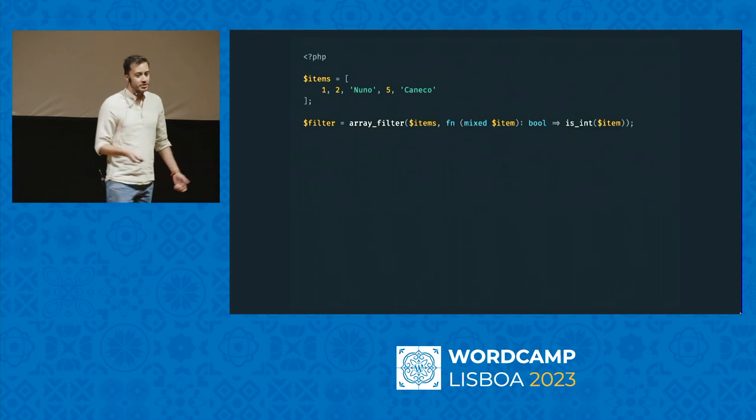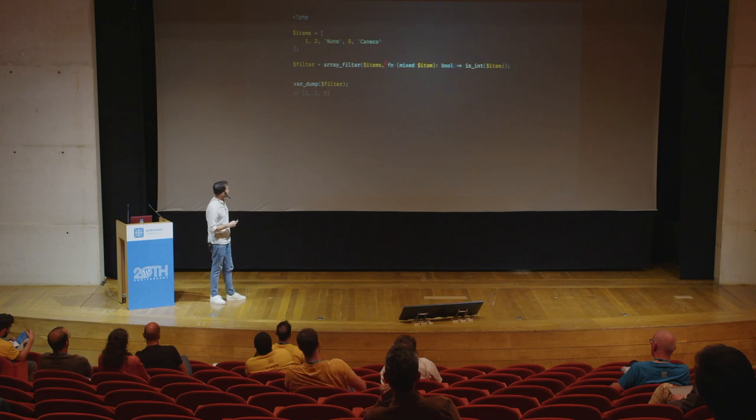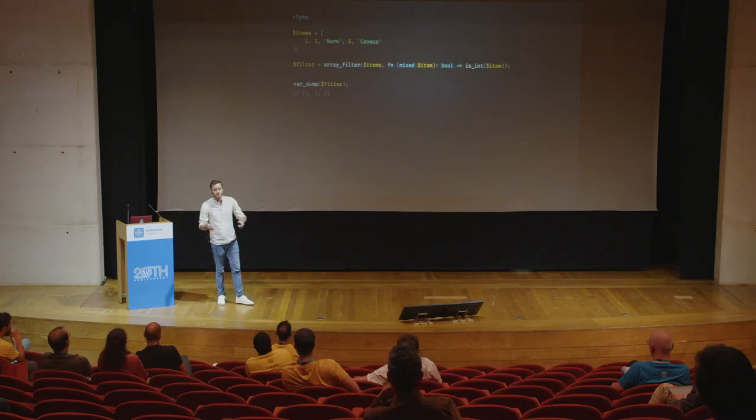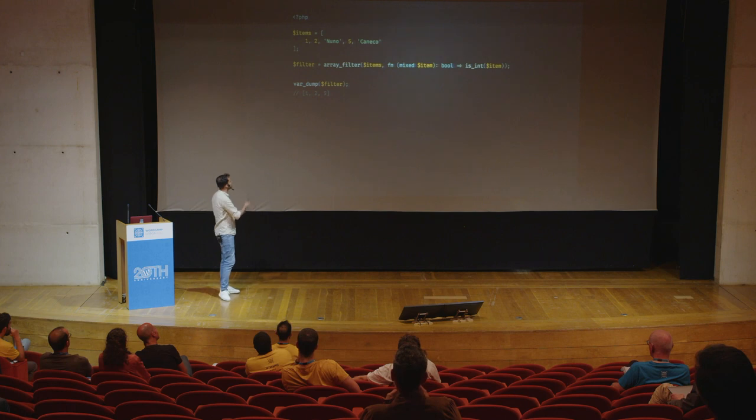And I want to filter my array to only have integers, right? So I'm going to use array filter. The first parameter here is the items, and then I pass a callback, a function that's going to check if it's an integer or not. Well, array filter is one of the PHP functions that we use all the time, right? So we know how to use it. I don't need to go to Google or anything to check how to use array filter.